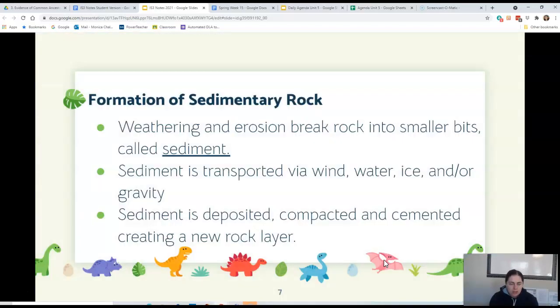All right. The formation of sedimentary rock. Weathering and erosion break rock into smaller bits called sediment. The sediment is then going to be transported via wind, water, ice, or gravity. It can include multiple of those transportation mechanisms, or it can be just one. And then the sediment gets deposited somewhere else, and then it gets compacted and cemented, which will make that new rock layer. And I have some really awesome pictures that I took over the last few months of different places where we can see sedimentary rock formation.